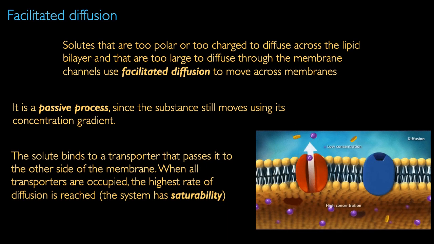Some solutes are too big or too polar to make it through the lipid bilayer or the protein channels, even if a concentration gradient is pushing them to do so. These substances use what we call facilitated diffusion, meaning they bind to a transporter that facilitates the passage to the other side. The problem is that those transporters have a limited capacity, and technically we say they can get saturated.